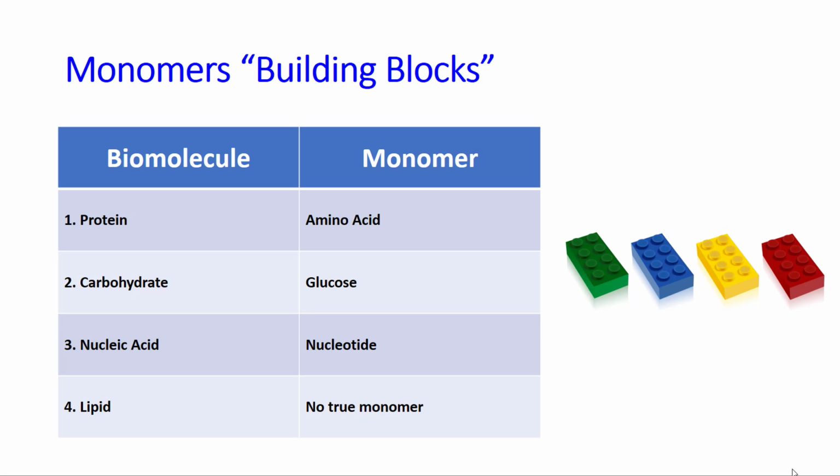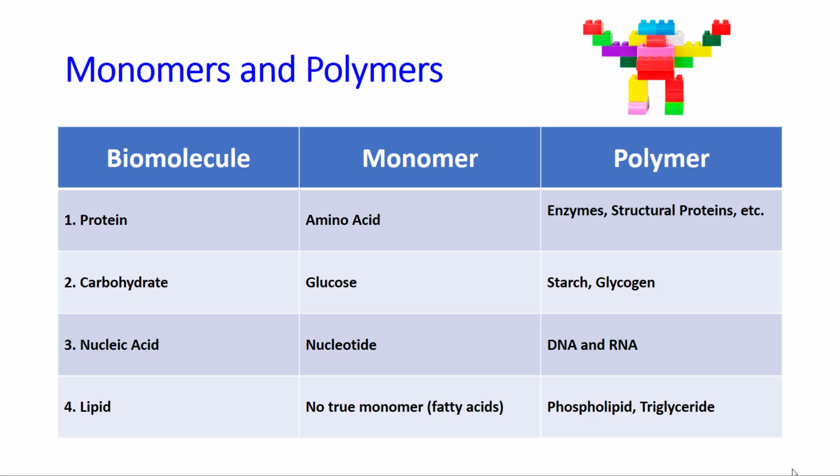Each biomolecule has building blocks. Think about the Lego pieces, the individual units. All right, so a building block of a protein would be an amino acid. Building block of a carbohydrate is glucose. Building block of a DNA or RNA, a nucleic acid, is a nucleotide. And there's actually no true building block for a lipid or fat.